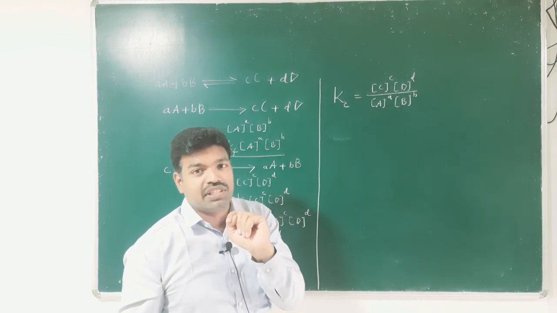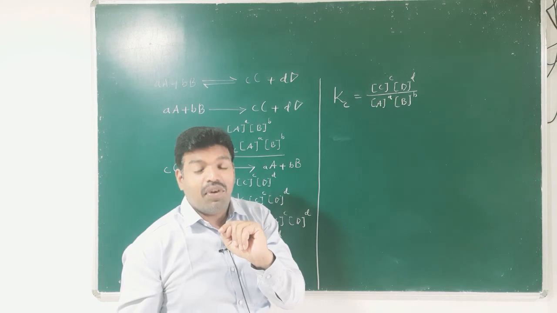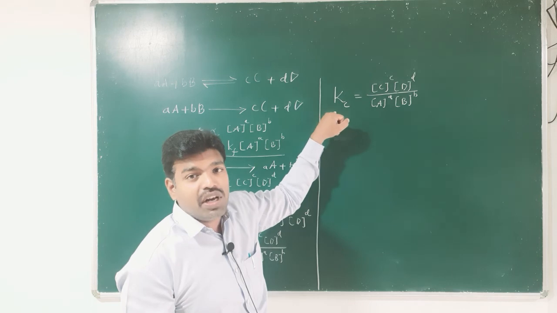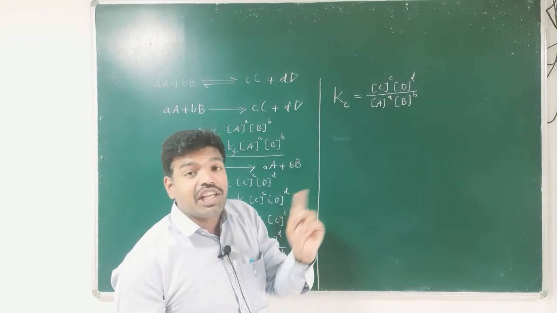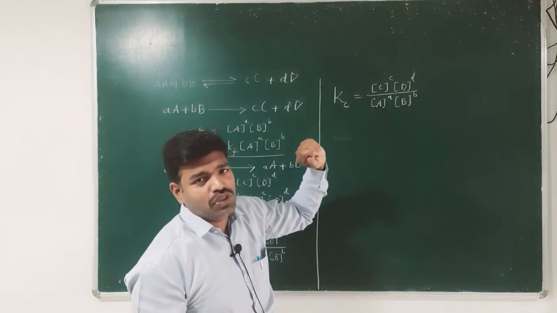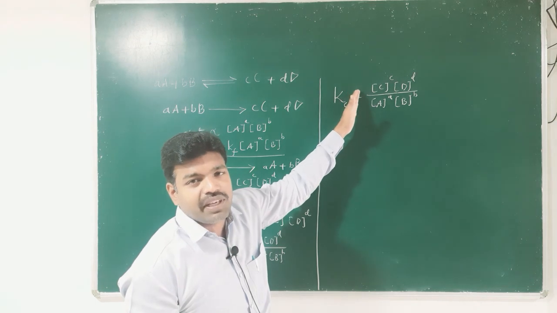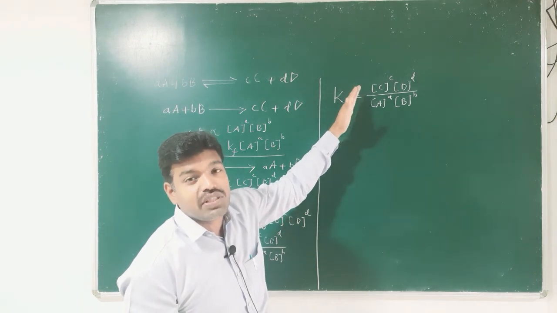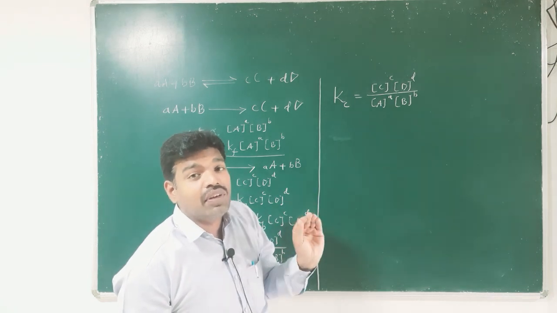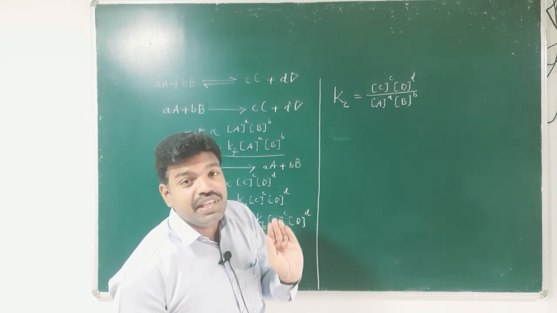Okay, but not all reactions take place in solutions. Reactions take place between gases. What happens and how can we represent the equilibrium constant if the reaction takes place between gases? If the reaction takes place between solutions, we can write the concentration of products and concentration of reactants in moles per liter. But how can we represent the equilibrium constant if the reaction takes place in gases?